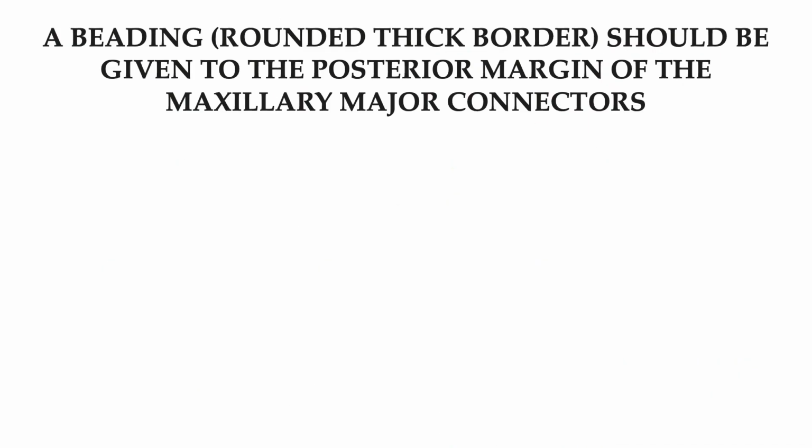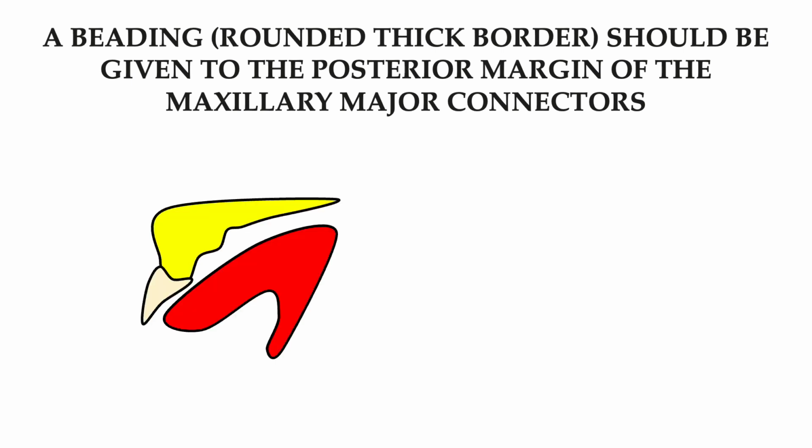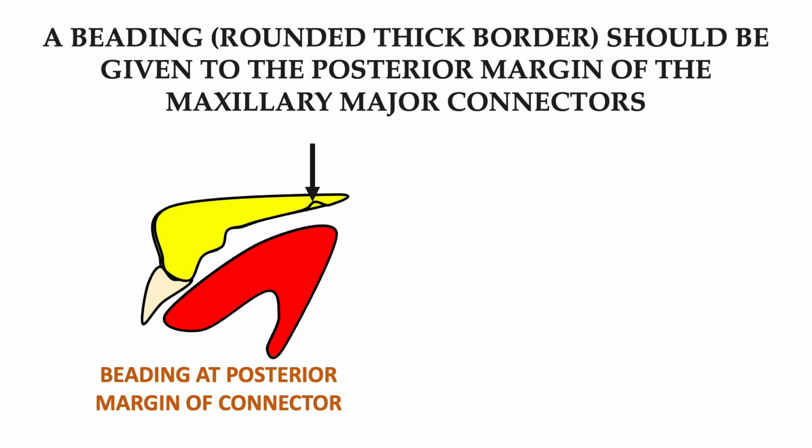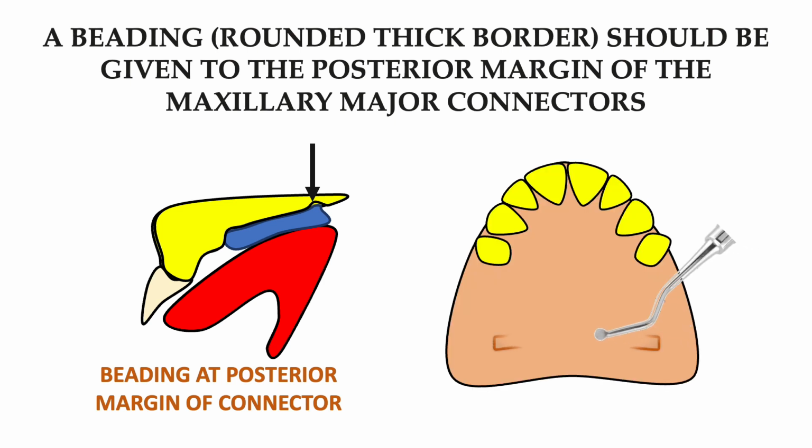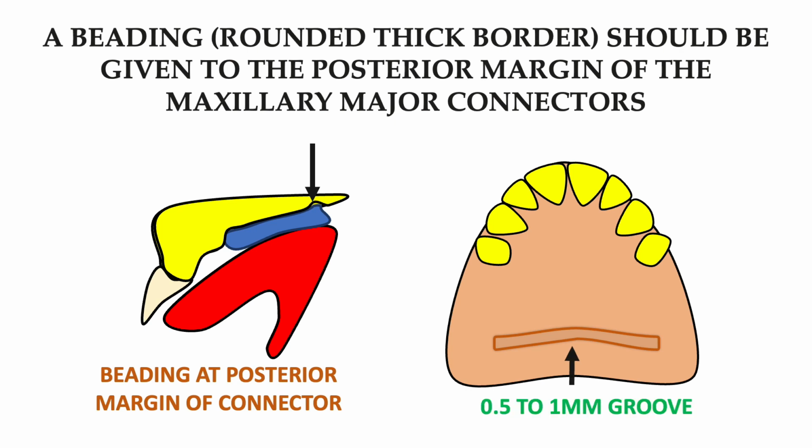And the last point of design consideration is beading. A rounded thick border should be given to the posterior margin of the maxillary major connector. Look at the figure. We'll make a groove of 0.5 to 1 mm at the posterior margin of the major connector. So you can see in the figure, we'll do beading at the posterior margin of the major connector. In the next figure, you can see with the help of a spoon excavator, we'll create a 0.5 to 1 mm groove on the master cast, which is called beading.